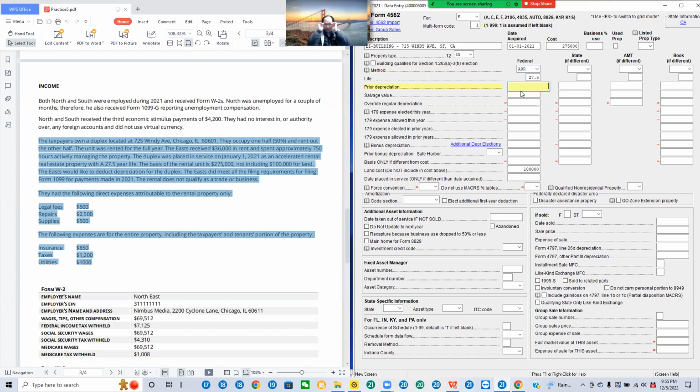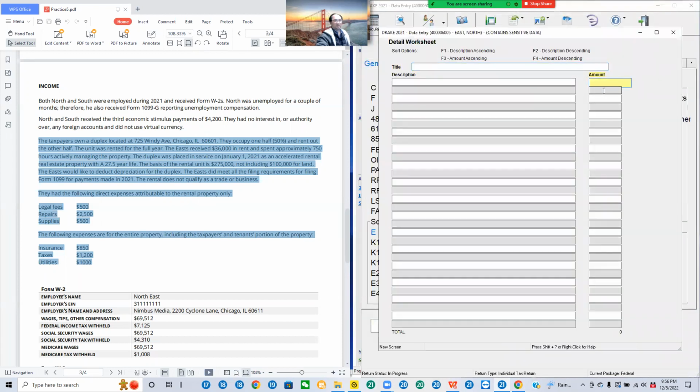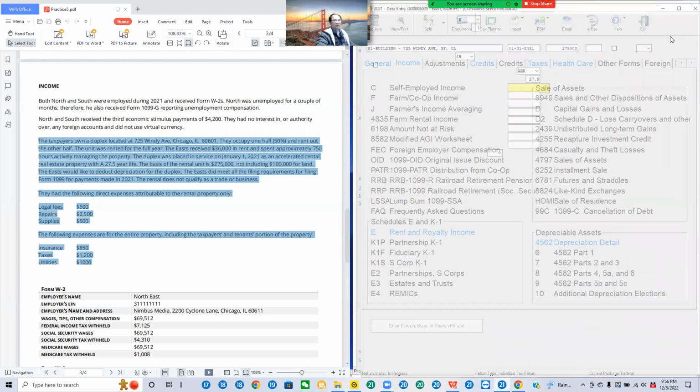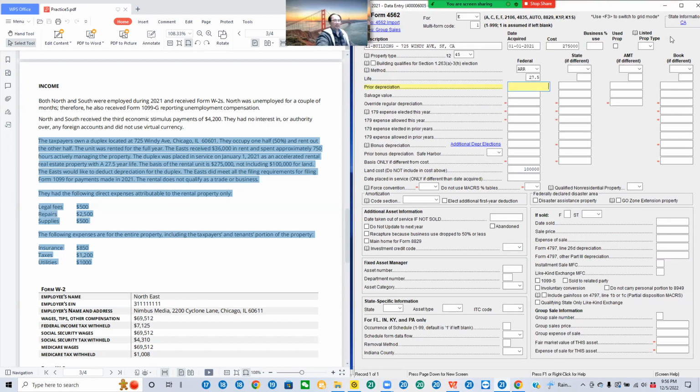But if you pick up a client who had a previous year rental, you need to put in the prior year depreciation in here. If they do not have accumulated depreciation, which is the prior depreciation, you need to put in the previous years' depreciation plus the current year from last year. So to enter the prior depreciation, you double click in here, you put in those numbers. So that will keep track of it for the rest of these properties.